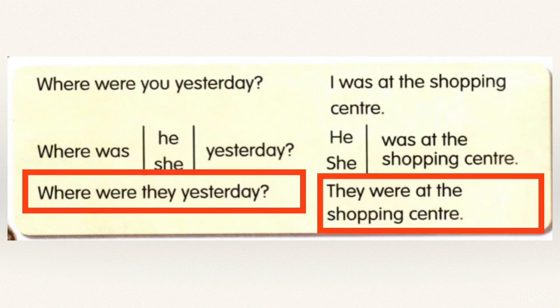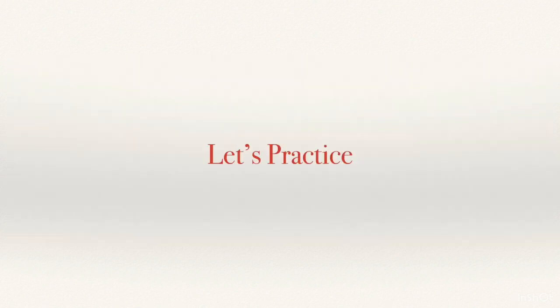Now look at the third question. Where were they yesterday? The subject is they. They is many people. So we use the word were for the question. Where were they yesterday? So the answer should be they were at the shopping center. Please remember, when the question is were, the answer should be were also.